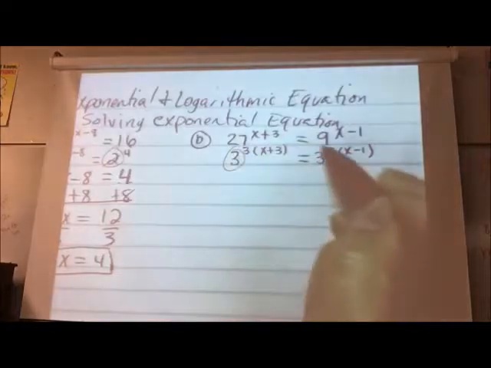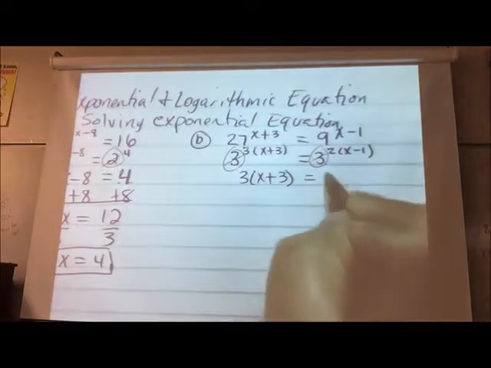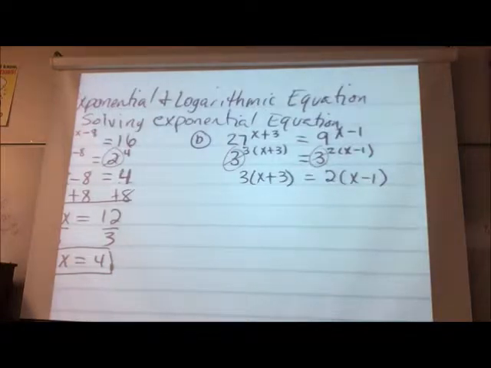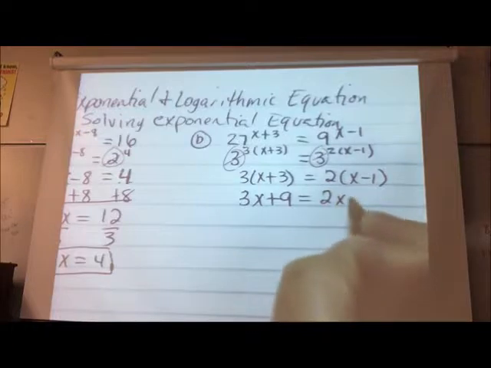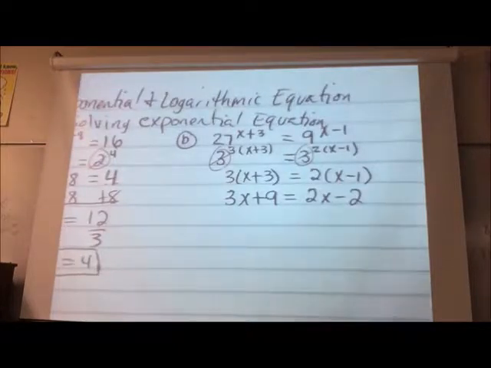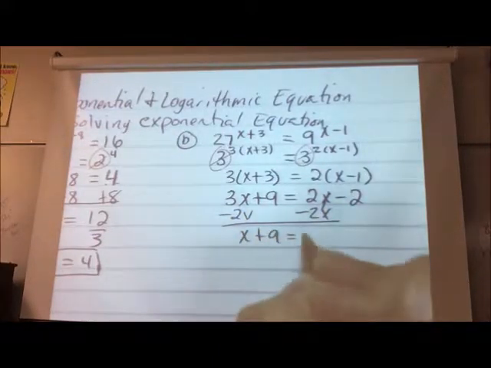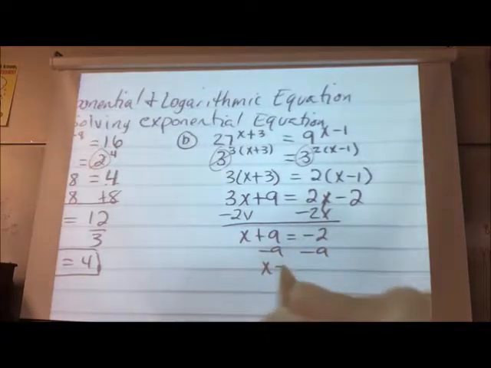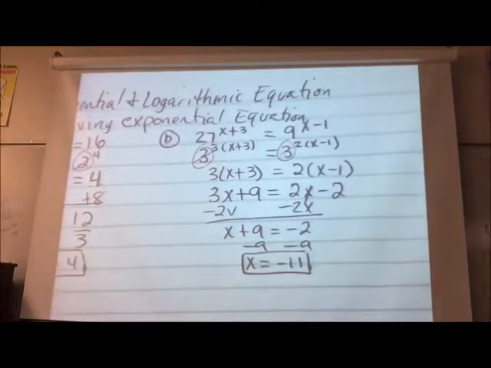So, are your bases the same? Yes. We ignore them, bring down your exponents. And when I bring down my exponents, because there is a parenthesis and there's a leading number, I have to use what property? Distributive. So this becomes 3x plus 9 equals 2x minus 2. And then we solve for x. And with that, you guys should be okay and comfortable. Yes? So I subtract 2x, subtract 2x. x plus 9 equals negative 2. Subtract 9, x equals negative 11. How do we feel about that? Easy? Good. I'm glad.